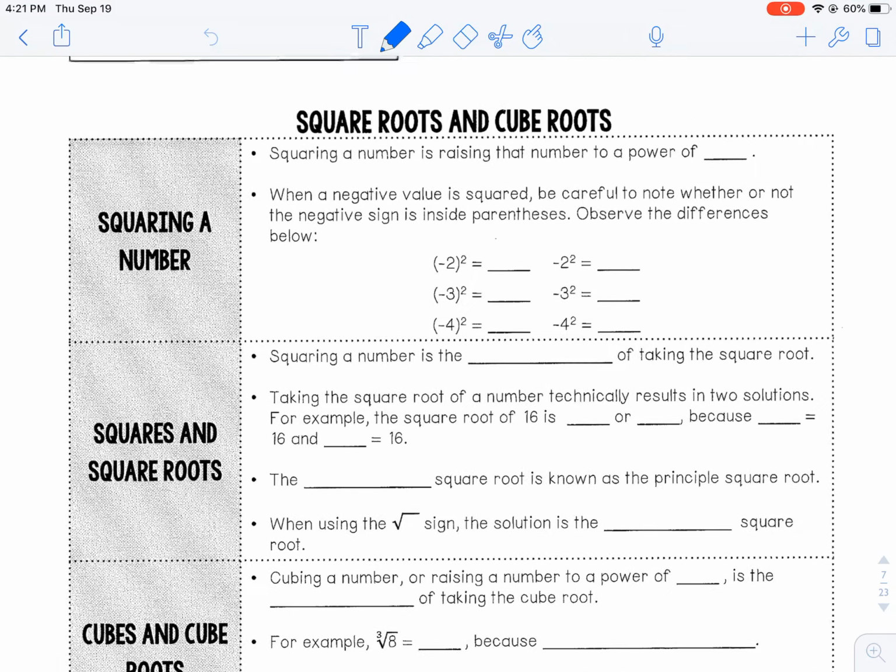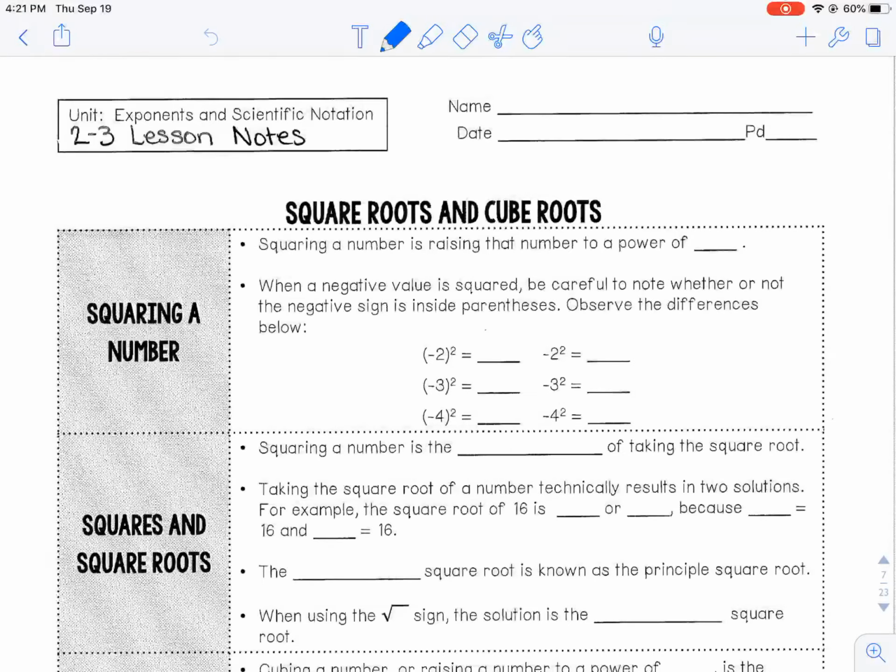Hey everybody, today we are going to be looking at lesson 2-3. This is on square roots and cube roots. We've done a lot of the squaring a number before today, so hopefully this will be just a little bit of a review for you, and the new stuff will be cubes and cube roots.